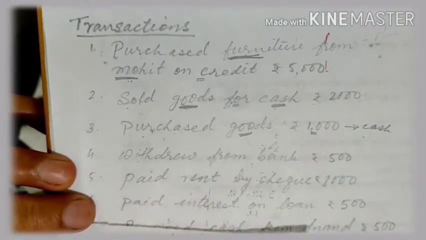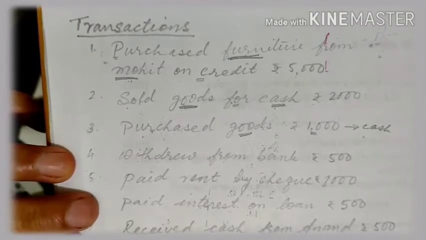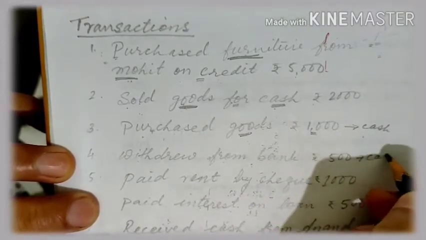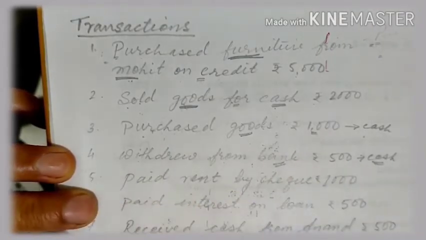Withdrew from bank. Who withdrew? The business withdrew. What? Money. From where? The bank. So what is withdrawn? Money is withdrawn. That means cash. From where? From bank. These two accounts are involved here.